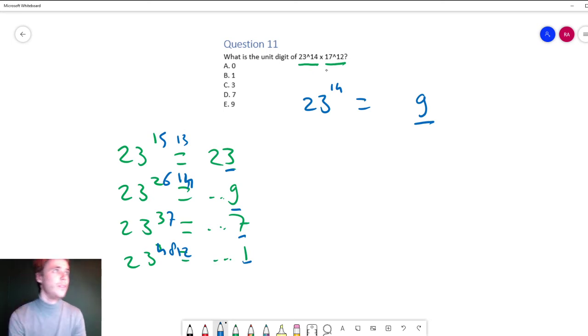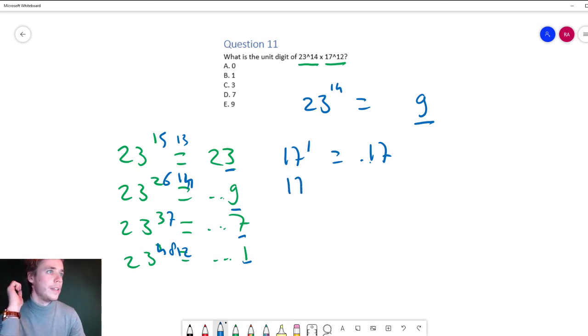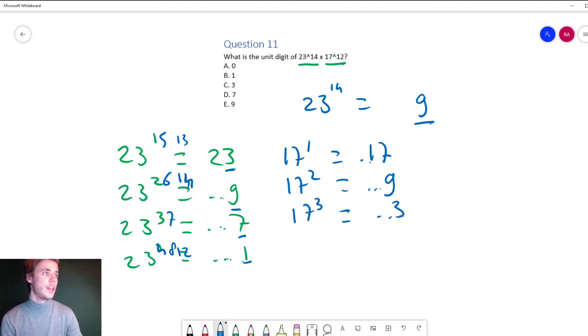What about 17 to the power of 12? Okay, 17 to the power of 1 ends with a 7, just 17. Something that ends with a 7 times 7, 17 to the power of 2. 7 times 7 is 49, so that ends with a 9. Something that ends with a 9 times 7 is 63, so that ends with a 3. Something that ends with a 3 times 7 is 21, so that ends with a 1.